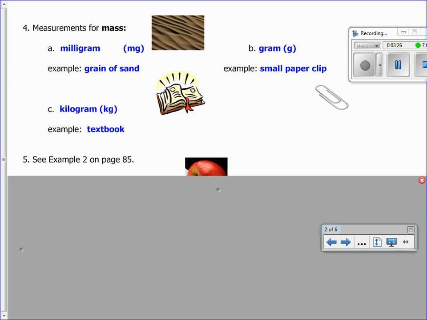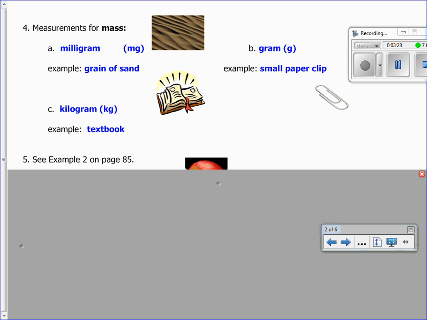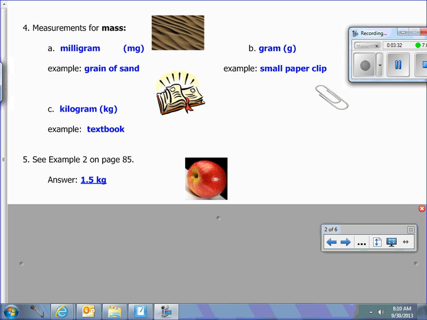So look in your textbook on page 85 and let's read that out loud. In your book, you're looking at a scale, and the scale is asking you to read the mass of the apples. You need to count each of the tick marks in the scale, and if you count from the 1, each tick mark would be 1 5/10, 1.5 kilograms. kg is the abbreviation for it.